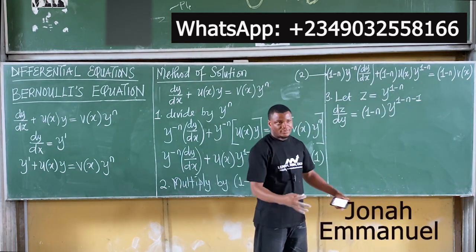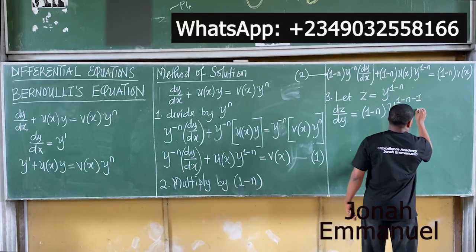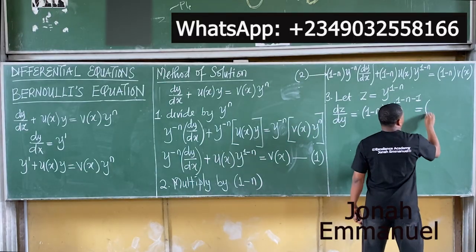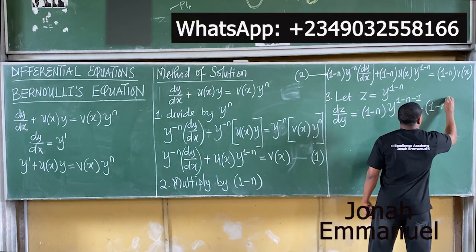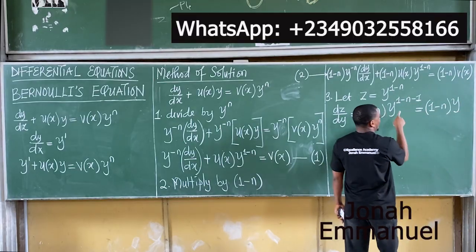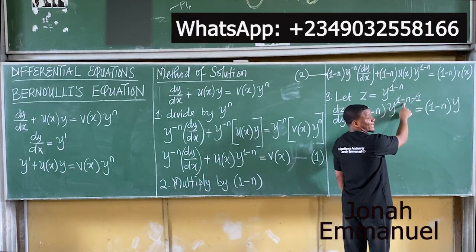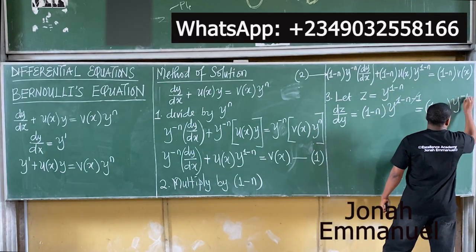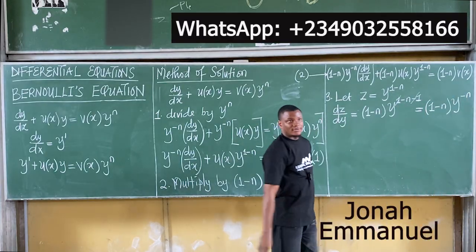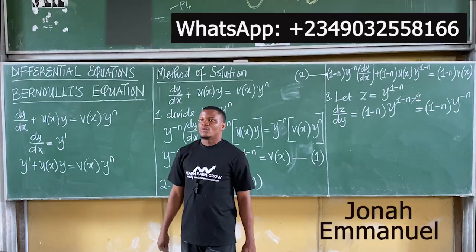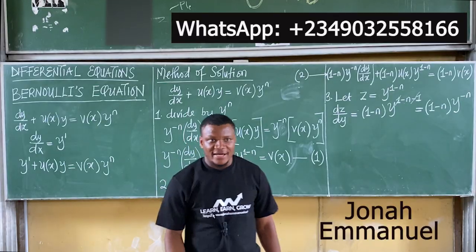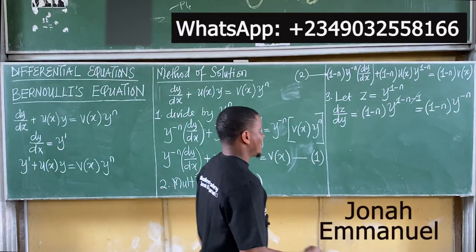Multiply by the power, subtract 1. Simplify this. What do I have here? This becomes 1 minus n, y to the power, of course, 1 minus 1. This will cancel, I'm left with minus n. Please note this. So dz dy is 1 minus n multiplying y to the power minus n.